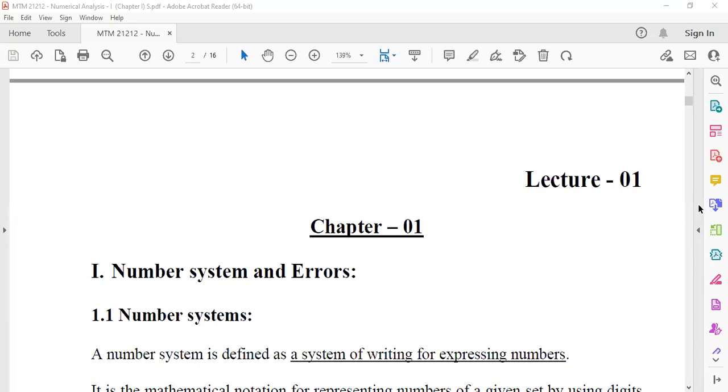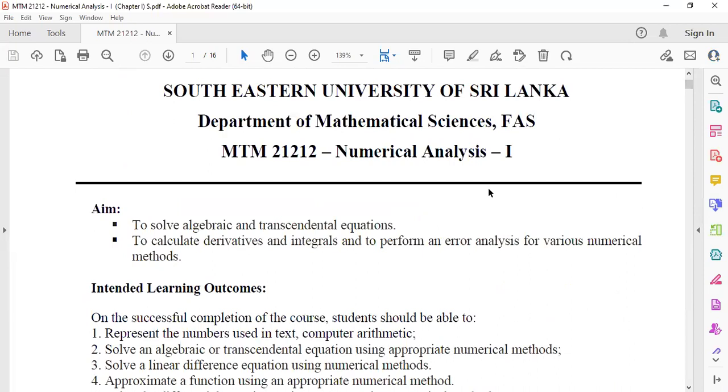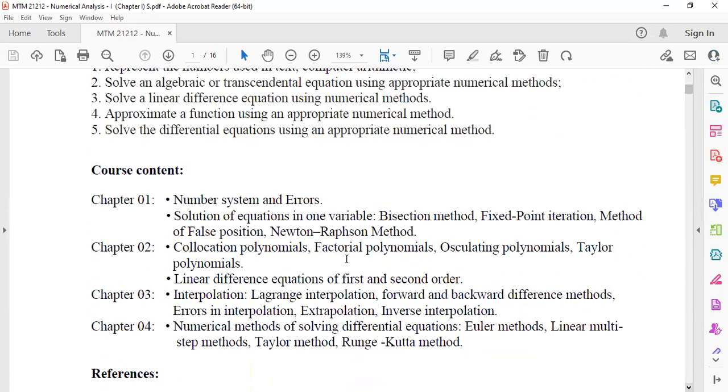So we are in the course MTM 21212, Numerical Analysis 1. We are in chapter number 1. It has 2 sections. First one is number system and errors. Next one is solution of equation in one variable. So let me finish the number system and errors as far as possible.